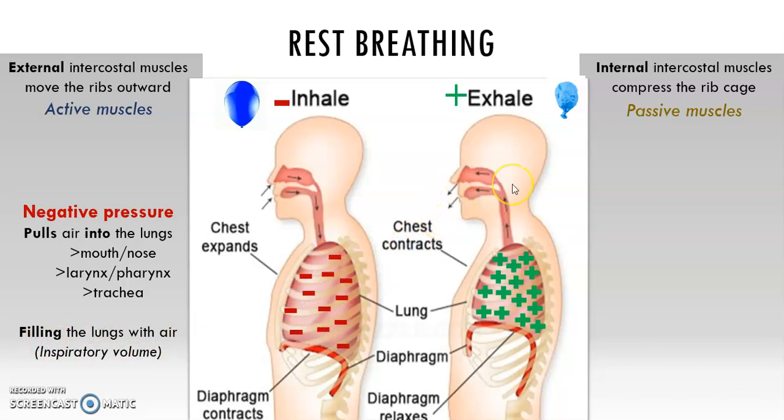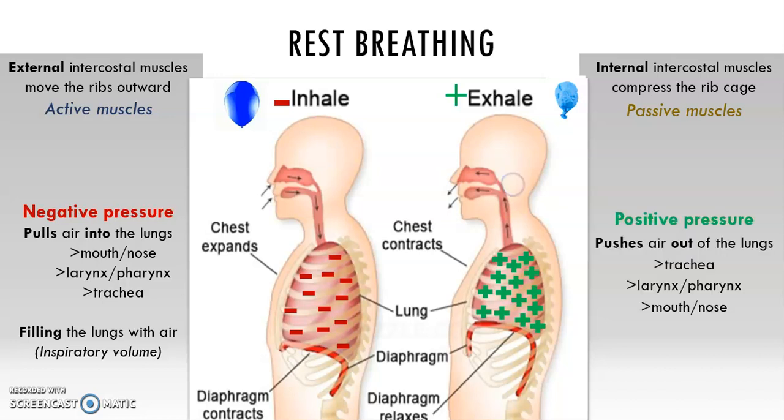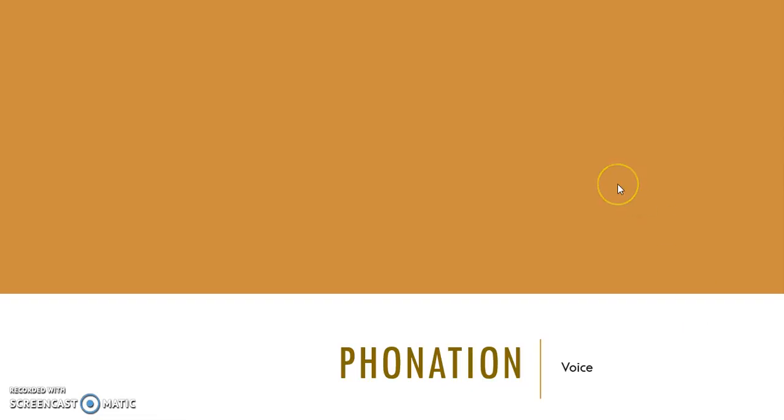During exhalation, the internal intercostal muscles compress the rib cage, and this is a passive action. So they actually just kind of relax back down. That creates positive pressure, meaning that the molecules are very, very close together, and that pushes the air back out of the lungs into the atmosphere. All right, so that is the function of respiration.